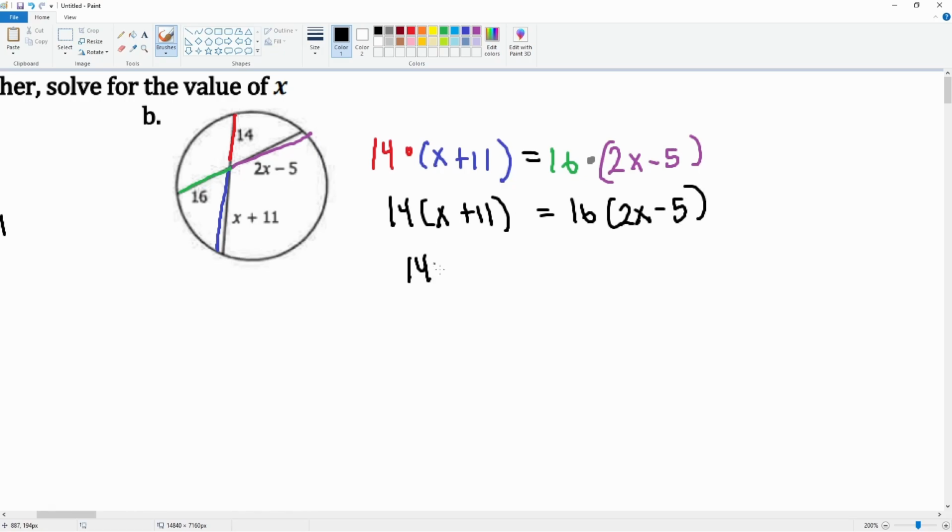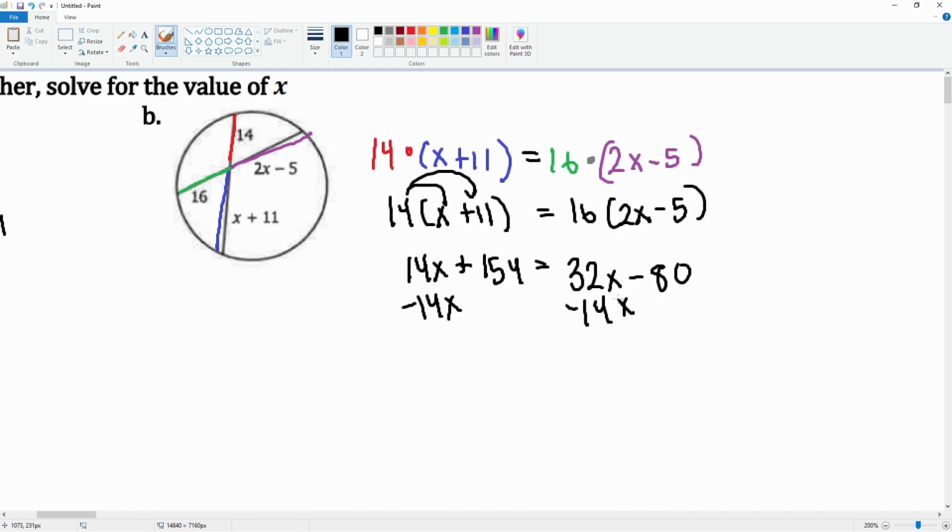14 times x is 14x. 14 times 11 is 154, which is equal to 16 times 2, which is 32x. Then we have 16 times 5, which is 80. Okay. All right, so now let's combine some like terms. I minus the 14x from both sides. This gets you 18x minus 80. Then we add 80 to both sides.